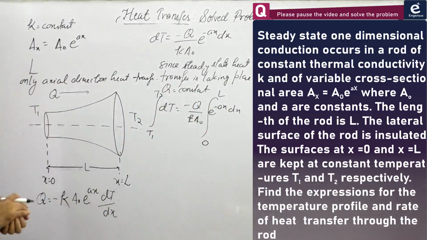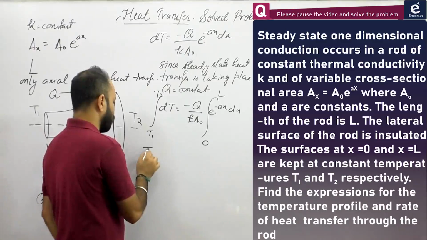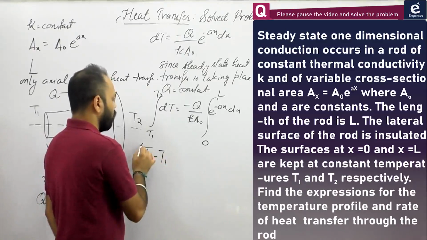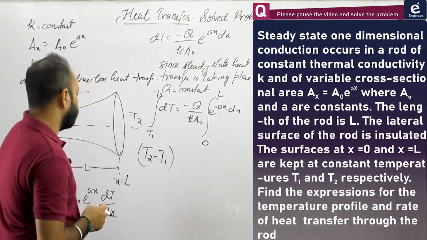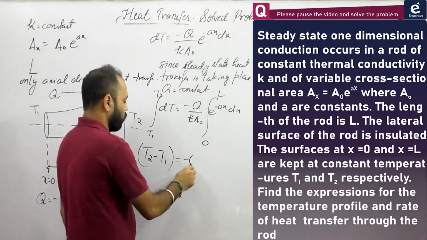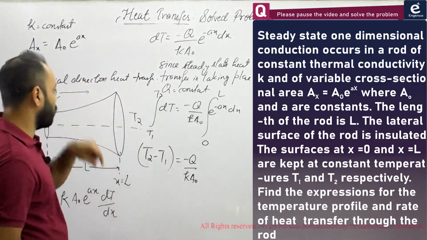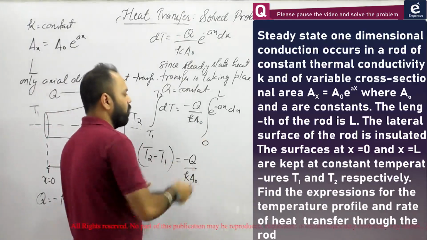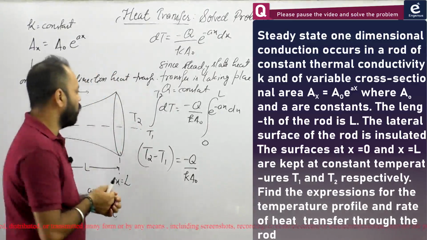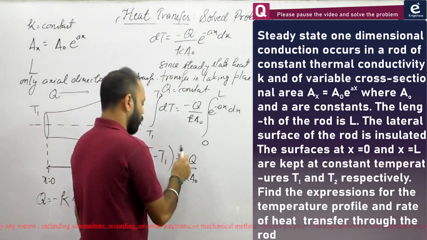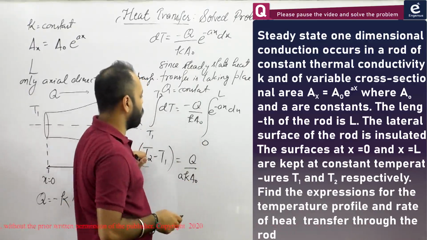Okay, so let us integrate this. And what is the integral of this equation? The integral of dT will be T2 minus T1, right? So T2 minus T1 is equal to minus Q by K A naught, integral from 0 to L. What is the integral of e raised to the power minus ax? The integral is e raised to the power minus ax divided by minus a, right? So that minus and this minus will be cancelled, and a is constant, so that a will be taken here, and this will become minus e raised to the power minus ax.